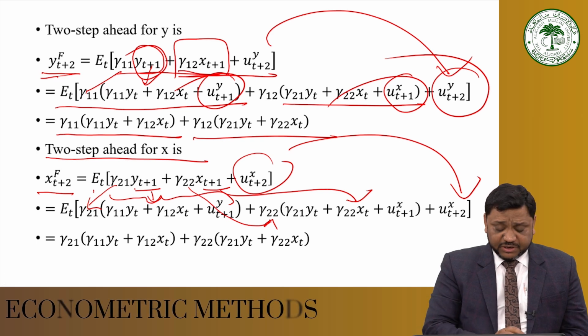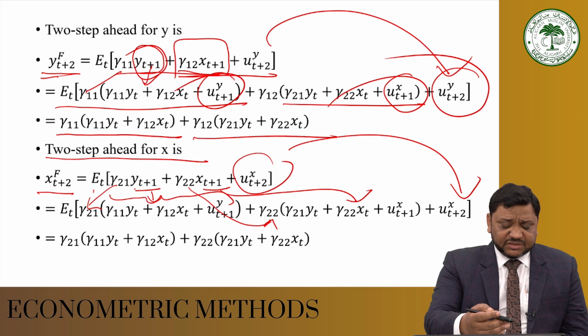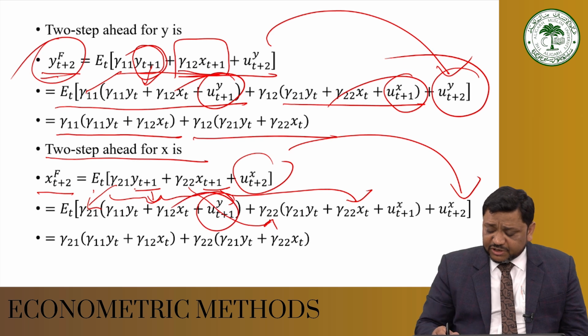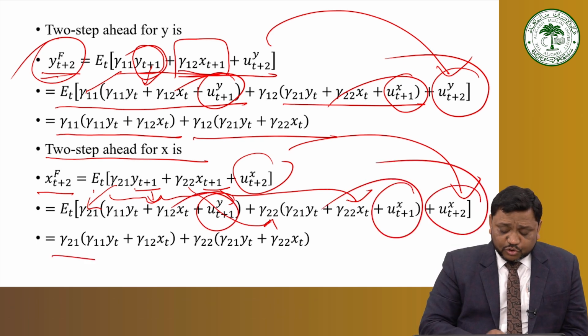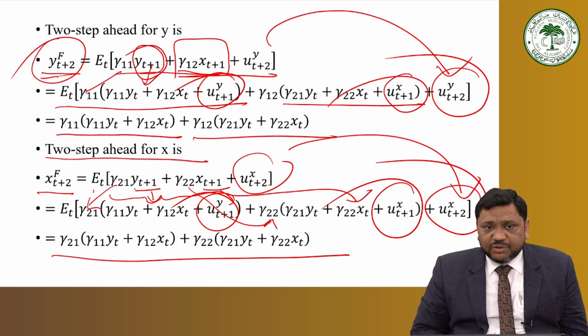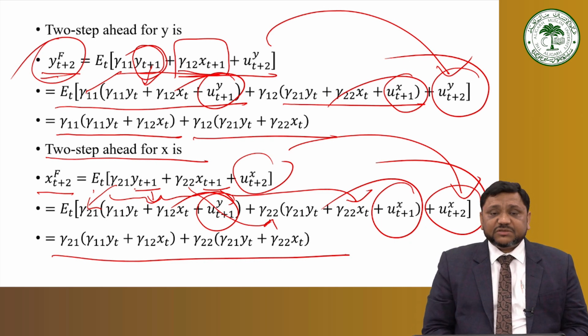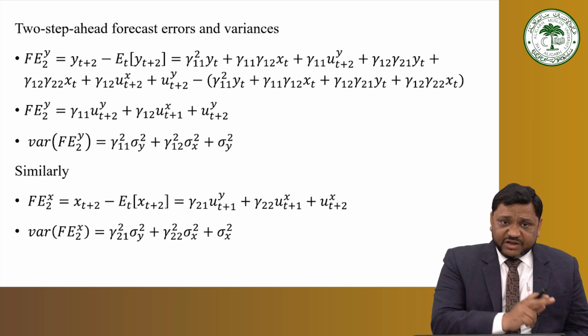After this, we simply take the expectation. The moment we take the expectation, we are basically repeating the same process which we have done for the forecast of y at t plus 2. This becomes 0, this becomes 0, this becomes 0. All the error terms become 0. So we are left with gamma 21 multiplied by gamma 11 yt plus gamma 12 xt, plus gamma 22 multiplied by gamma 21 yt plus gamma 22 xt. Now we have done the forecast.